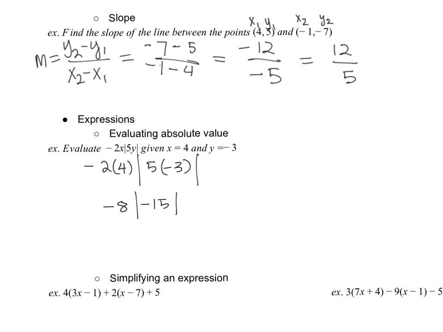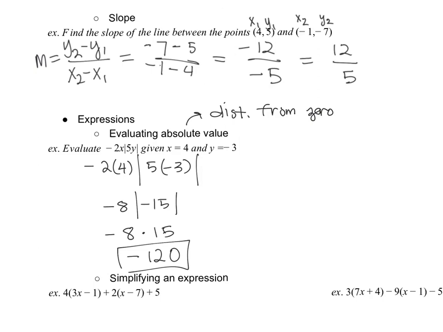Now, when I evaluate the absolute value of -15, remember, absolute value is distance from 0. So -15 has a distance of 15 from 0. So we end up with -8 times 15. The -8 does not change signs because it is on the outside of the absolute value. Any number on the outside of the absolute value always keeps its sign. So now -8 times 15 is going to give me -120 as my final answer.